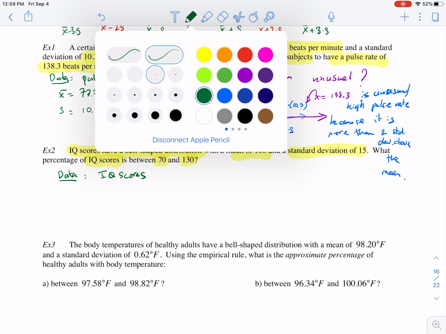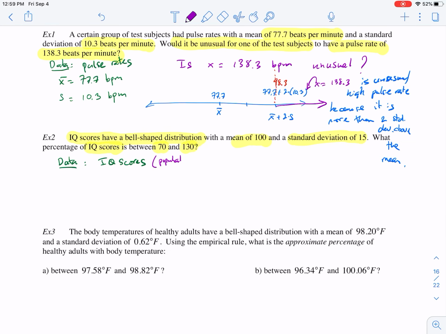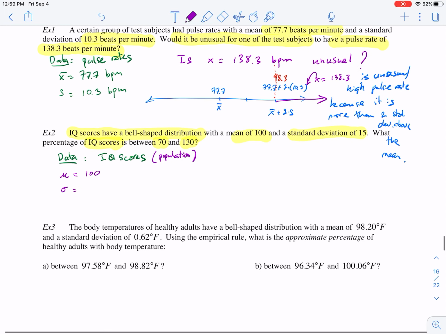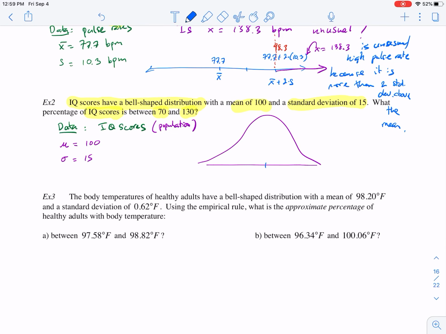So we can go ahead and assume that this is a population. So we're going to say population data. Therefore, the mean is denoted as mu, so the mean is 100. Standard deviation is not S but sigma, because it's a population: 15. So that's the data. And we're also given that it is roughly bell-shaped. So we're going to draw a normal distribution and label the 100 in here. So that's mu.